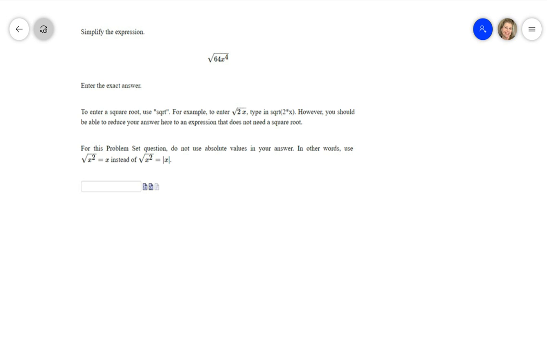It says simplify the expression and enter the exact answer. And then it says to enter square root, you use quote SQRT. But actually there's an easier way to do that, and I'll show you that in a second. But we are taking the square root of 64x to the fourth.